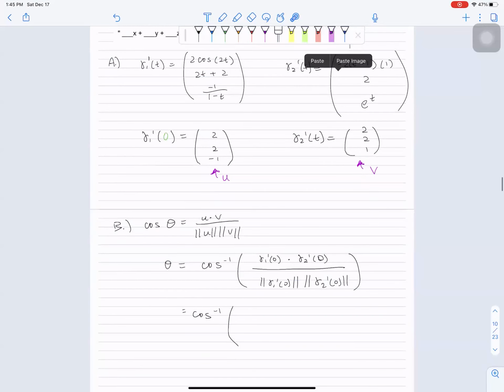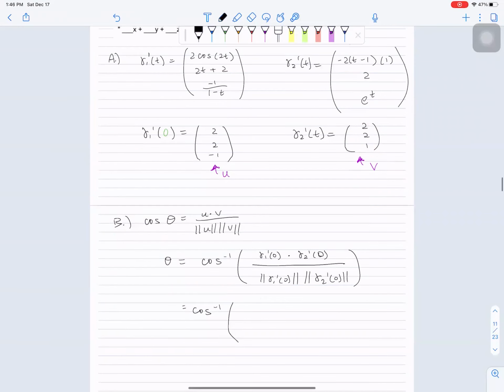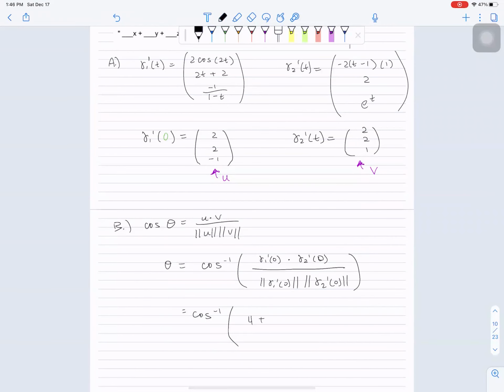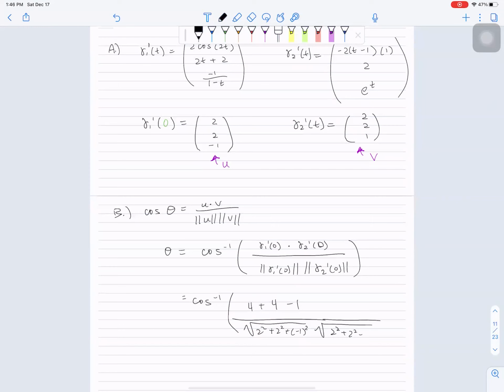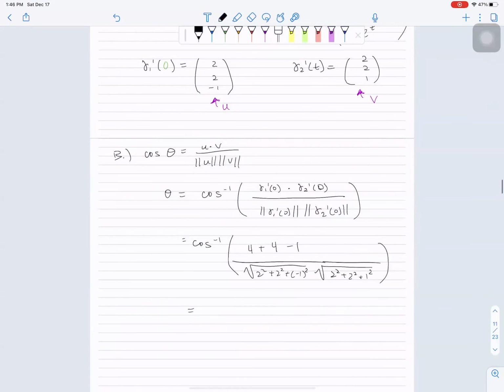So we have 2, 2, -1, dot product with 2, 2, 1. That gives me 2 times 2, which is 4, plus 2 times 2, which is 4, minus 1. The length of u is the square root of each of the components: 2 squared plus 2 squared plus -1 squared. And the length of v is also 2 squared plus 2 squared plus 1 squared. So I get arc cosine of 7 over 3 times 3. So I have arc cosine of 7 over 9.